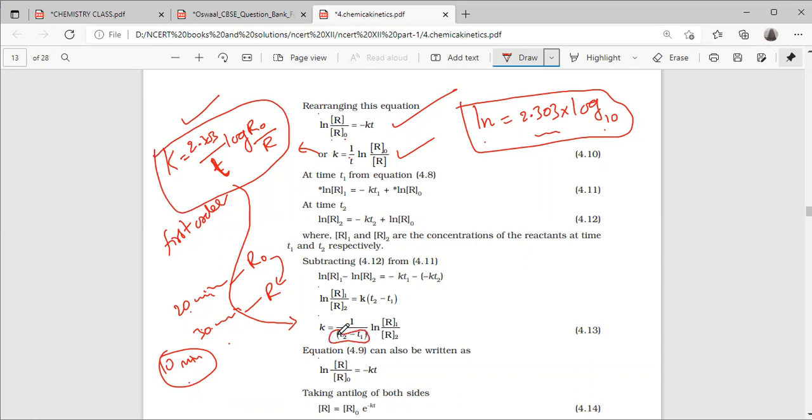Yes, sir. So sometimes the question gives two times: at this time this concentration is there, at another time this concentration is there. In that case, this formula is modified a little. In place of T, we write T2 minus T1. There is no other change, the rest remains as it is. Okay, this formula clear? Yes, sir. Next.